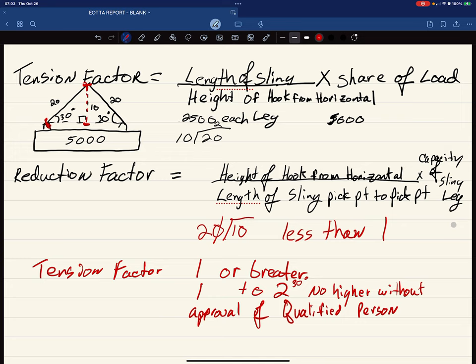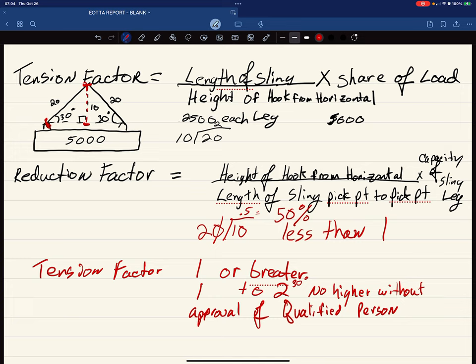So if we divide our 10 into 20, we will get a percentage of 0.5. So we are immediately having to reduce our capacity of our sling by 50%. So the 0.5 equals, moving your decimal over two places, a 50% reduction factor because of our angles and our tension.